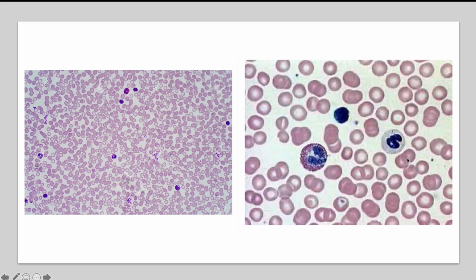Here you can really tell, okay, that's a white blood cell versus that's a red blood cell, that's a white blood cell, and that's a red blood cell. You can really see how empty that looks because it does not have a nucleus.